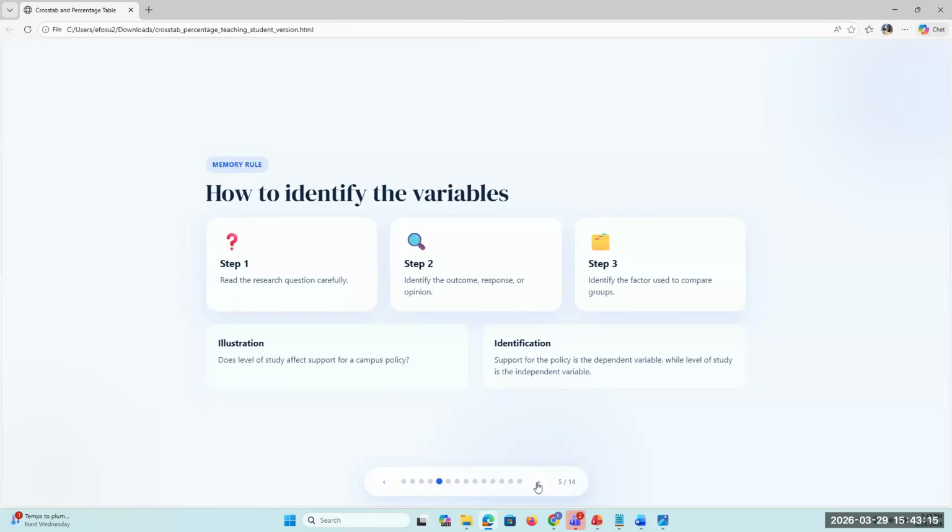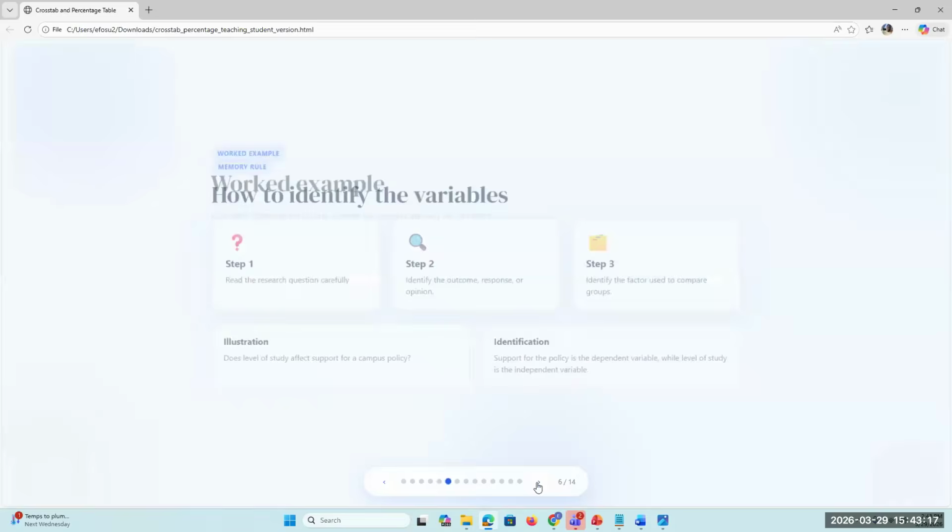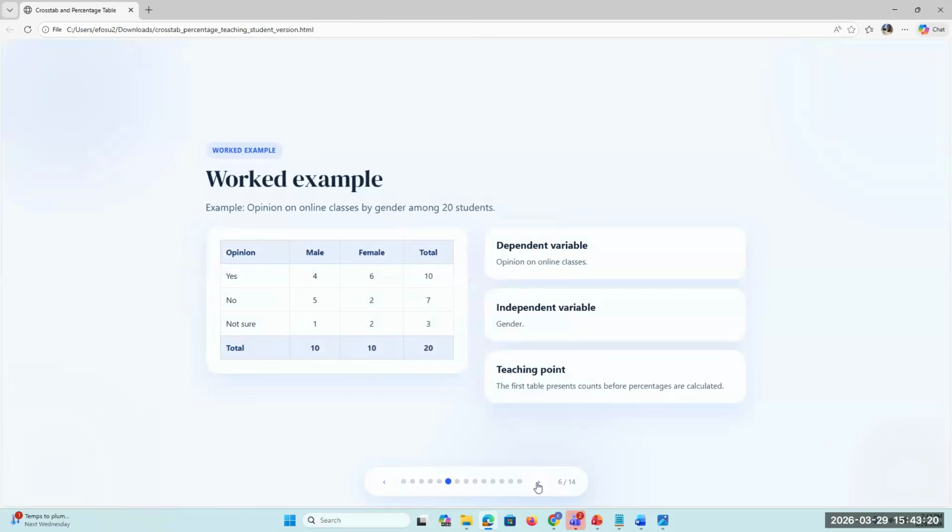Yes, Kwadwo. Yes. Thank you. So then let's move to a worked example.